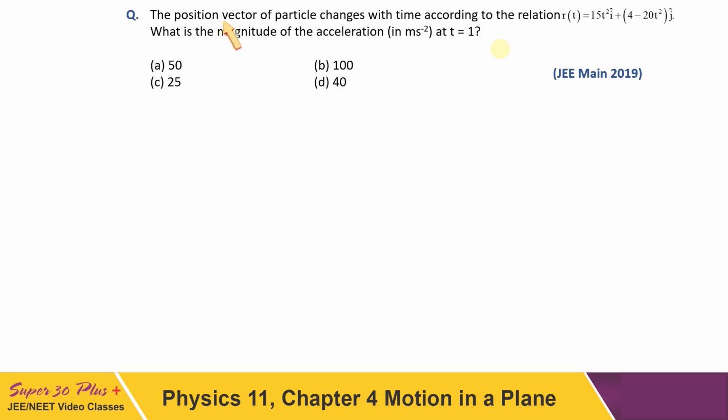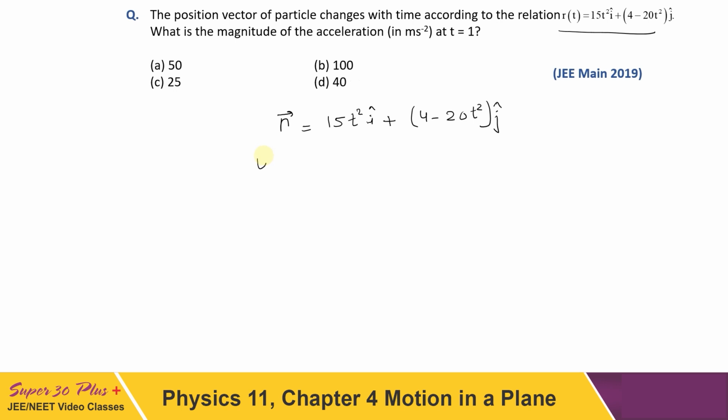The position vector of a particle is given here. It is moving according to this relation. So let us first write the relation. r is given as 15t square i plus (4 minus 20t square) j. It is asking for the magnitude of acceleration. Position vector is provided here and we have to calculate acceleration. So according to definition, it has to be differentiated twice.